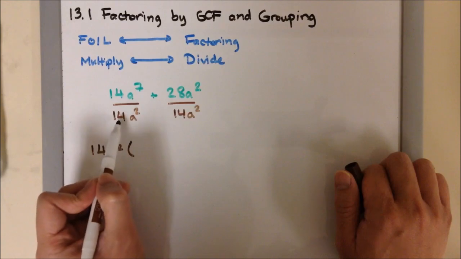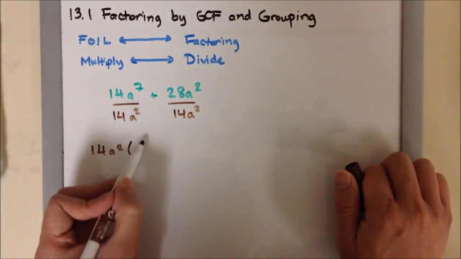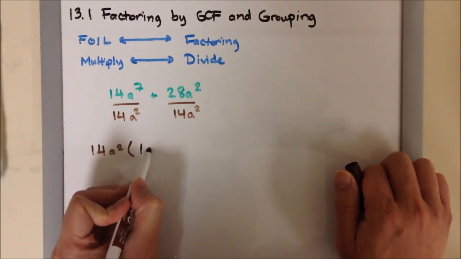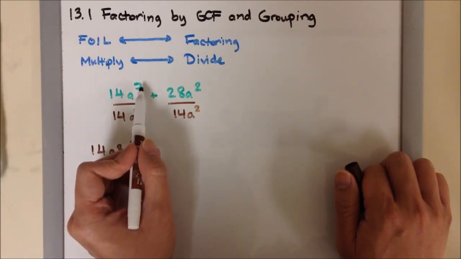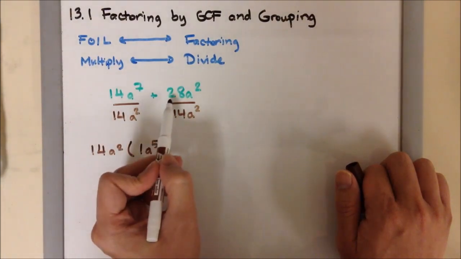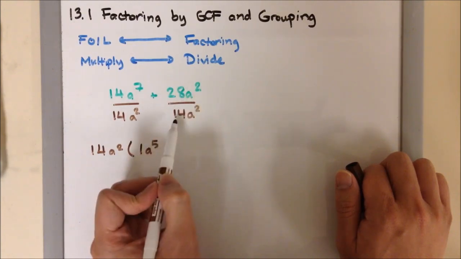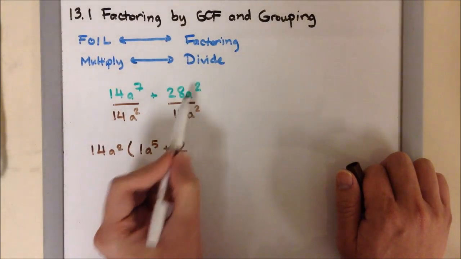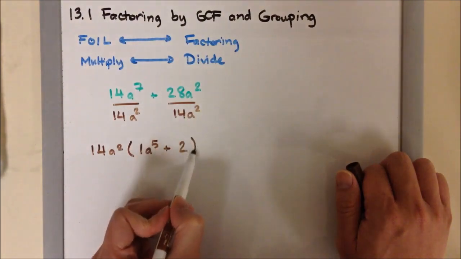14a to the 7th divided by 14a squared. So 14 divided by 14 is 1, and since we have a variable, you can write 1a. When dividing, I'm subtracting the exponents, top minus bottom, so 7 minus 2, which is 5. And then 28a squared divided by 14a squared will simply be 2. The a squared divided by a squared will become 1. 1 times 2 is just 2.